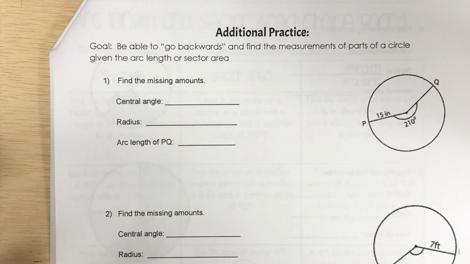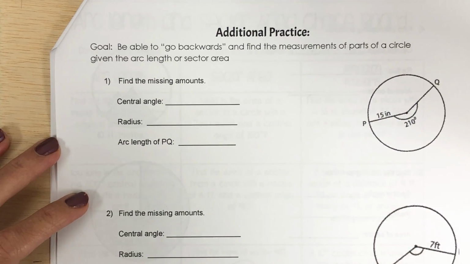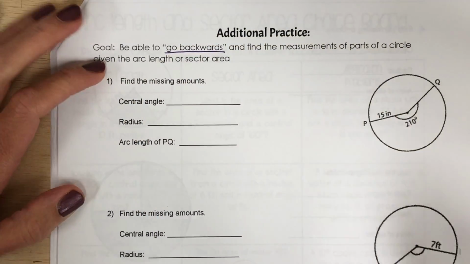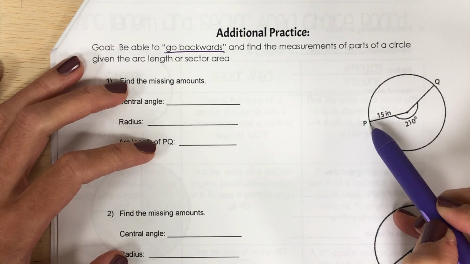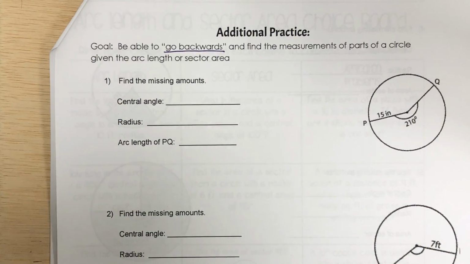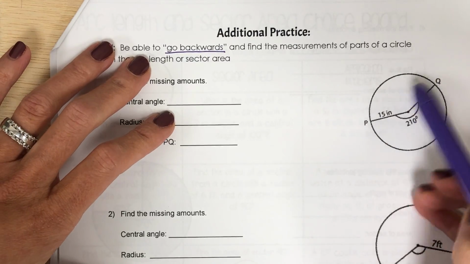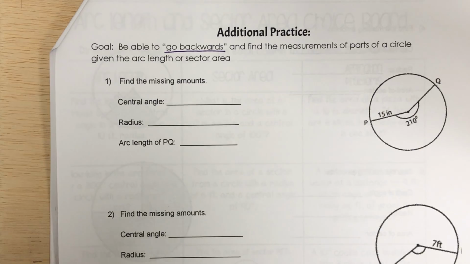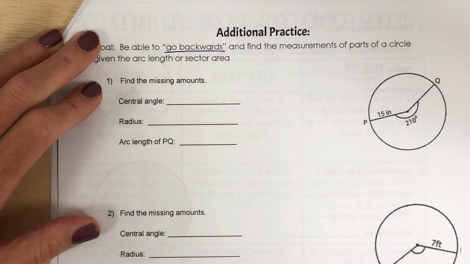All right, we are going to continue with working with length and sector area, but the goal in this one is to be able to go backwards. The previous problems, I gave you the angle and the radius, and you had to figure out either the length or the sector area. Now we're going to maybe mix up those amounts. Maybe I'm going to give you the sector area, and you have to work backwards to find the radius or something like that. Let's go ahead and do number 1 together and number 2 together.